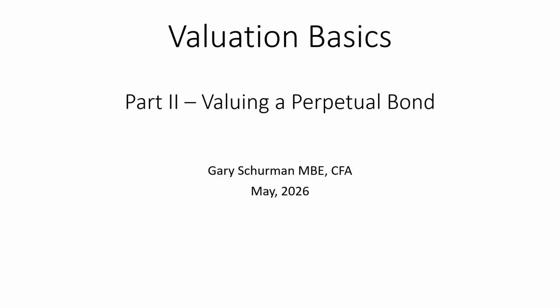In this section of valuation basics, we're going to be valuing a perpetual bond. If you remember from the previous section, a term bond was a bond that paid coupon payments over a given term, and at the end of the term, the face value was remitted to the bondholder. In this case, we're going to assume that rather than having a fixed term, this bond goes into perpetuity. In other words, it pays coupon payments, but it never pays the principal back.